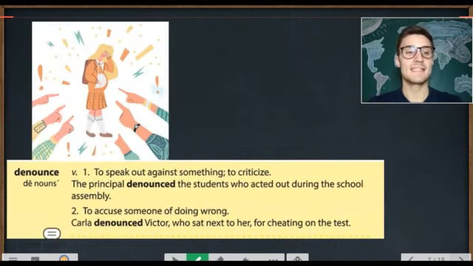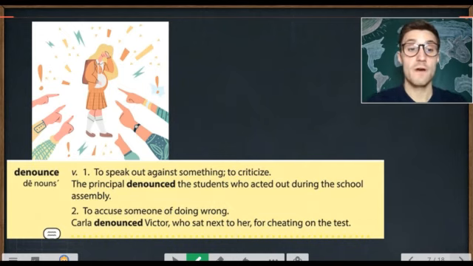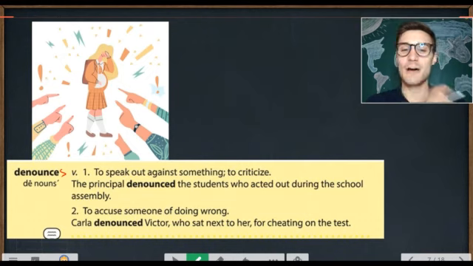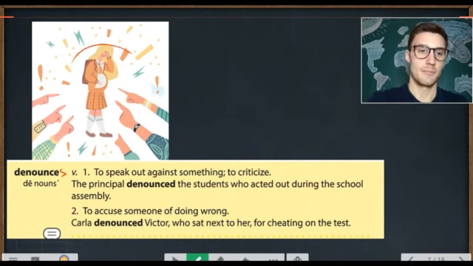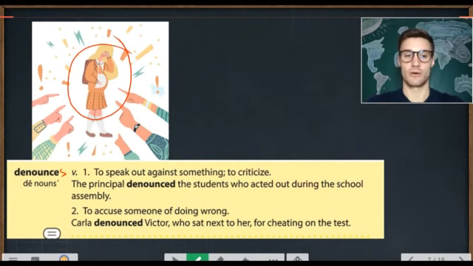Next up, it's denounce. Denounce or denounce, how Americans would say it, but I prefer denounce. Denounce has 2 verb meanings. First, it means to speak out against something, to criticize. People are denouncing this girl. The principal denounced the students who acted out during the school assembly.